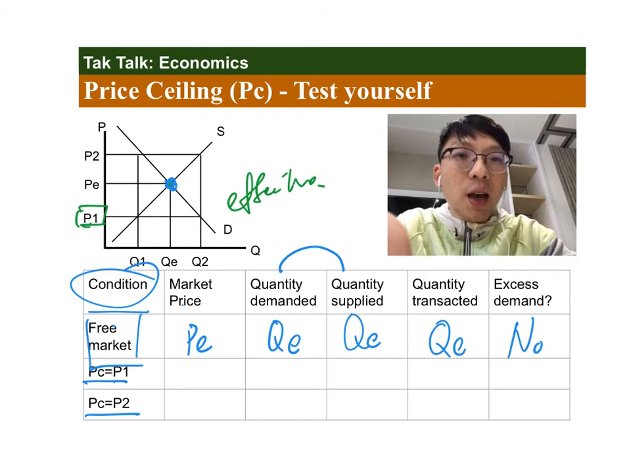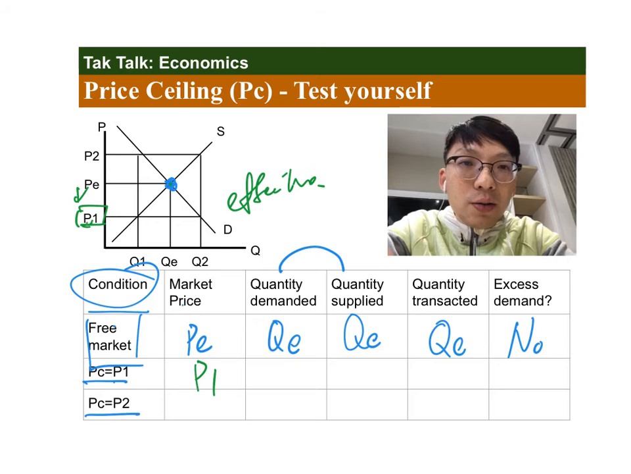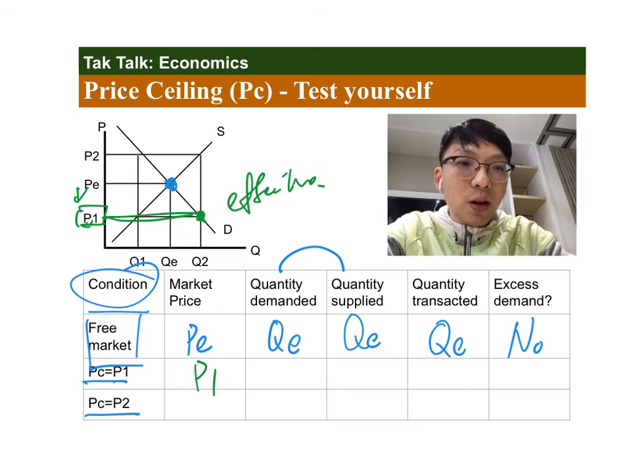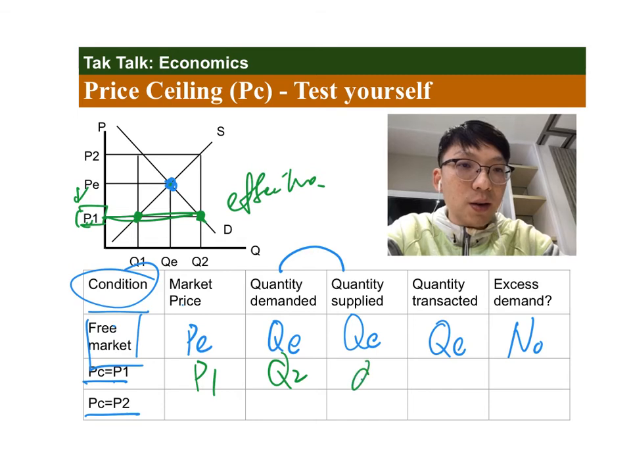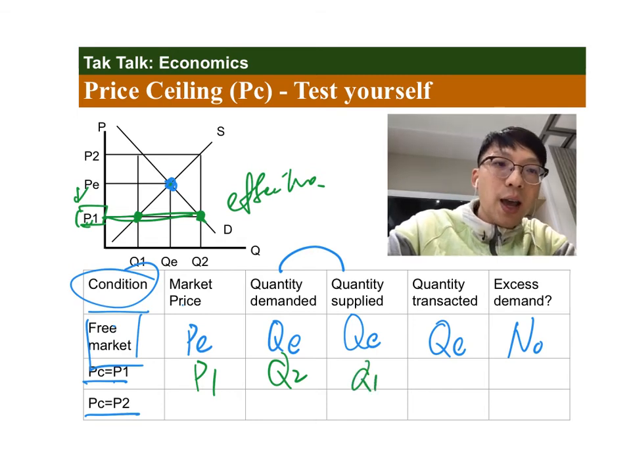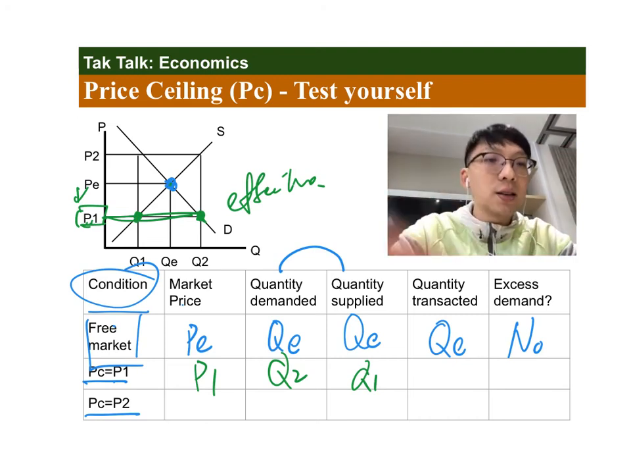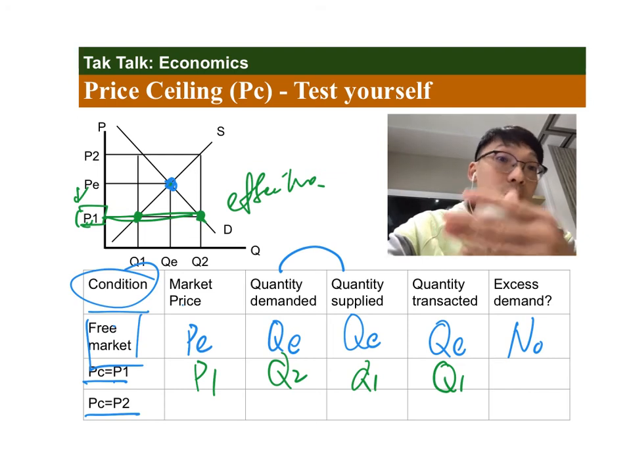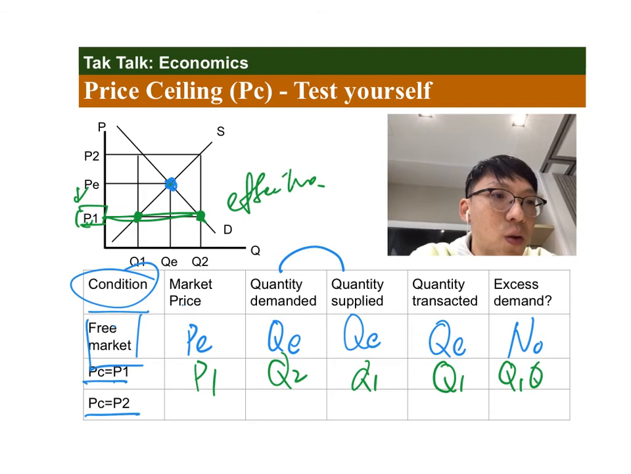So what happened to the market price? It will drop to P1. The quantity demanded, the quantity according to price P1, is where this line touches the demand curve, so quantity demanded is Q2. It touches the supply curve here, so it is Q1 for the quantity supplied. And quantity transacted is always the smaller between QD and QS, so it is Q1, which is smaller than Q2, right? So excess demand does exist, of course, equal to Q1 to Q2.